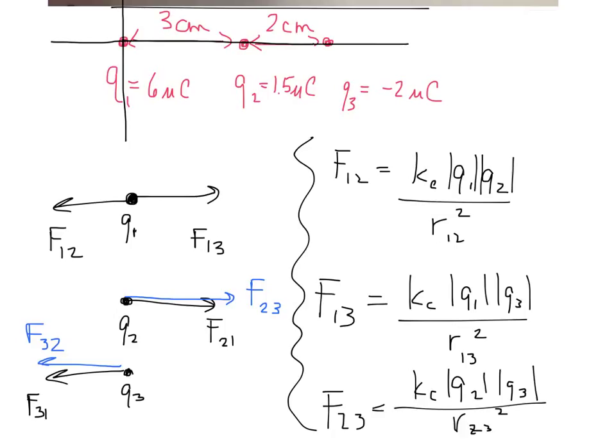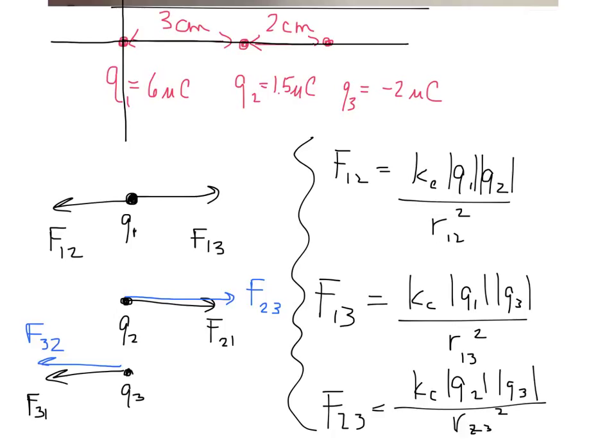The equations all look the same, right? Because we're still using Coulomb's law. It hasn't changed. But our subscripts are what are important here. So we have to analyze. We know what Q1 is. We know what Q2 is. We know what Q3 is. Those numbers are just plugged in.